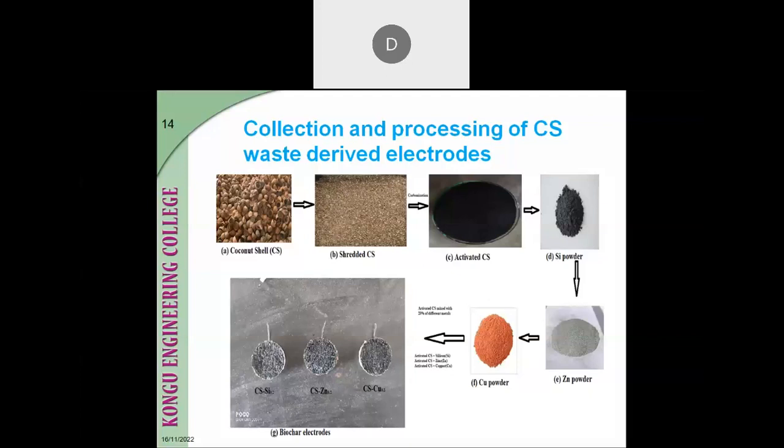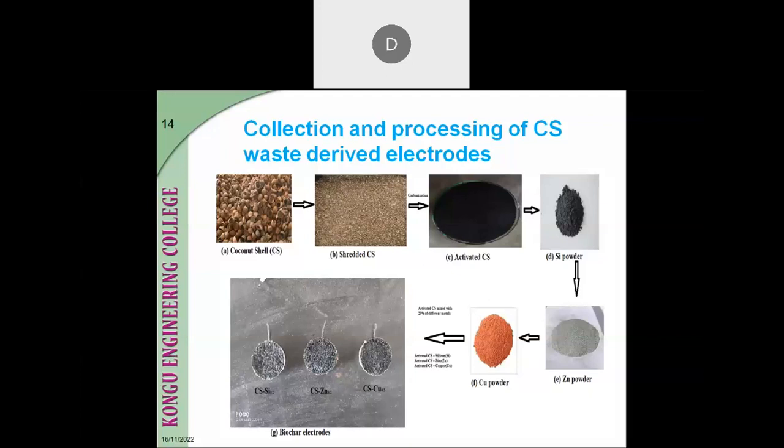So these were labeled as CS-SiO2, CS-ZnO2, Zn 0.2, and CS-Cu 0.2. CS means coconut shell. So Si 0.2 means 20 percent of Si, not 0.2 percent, which was mixed with 80 percent of CS.